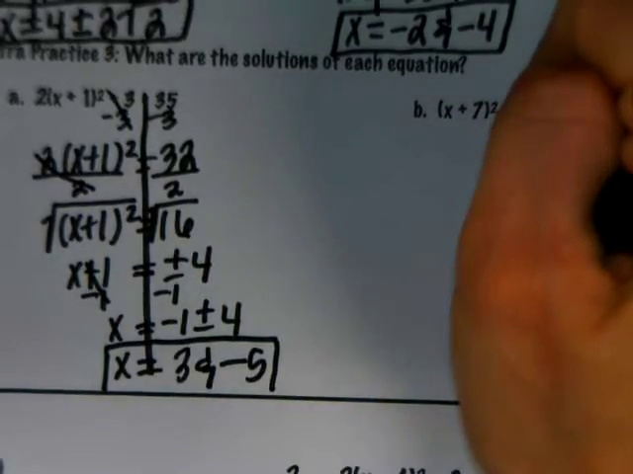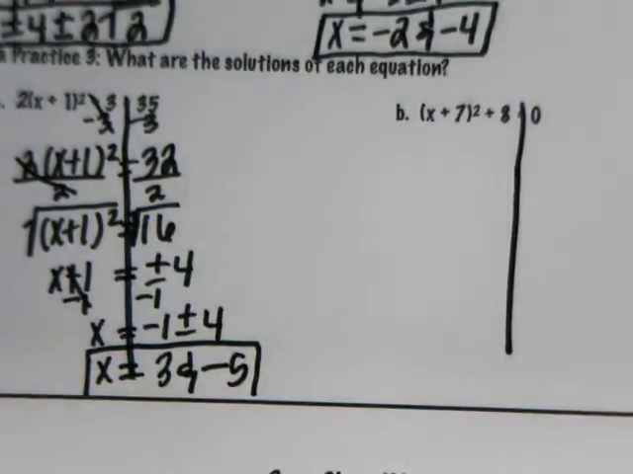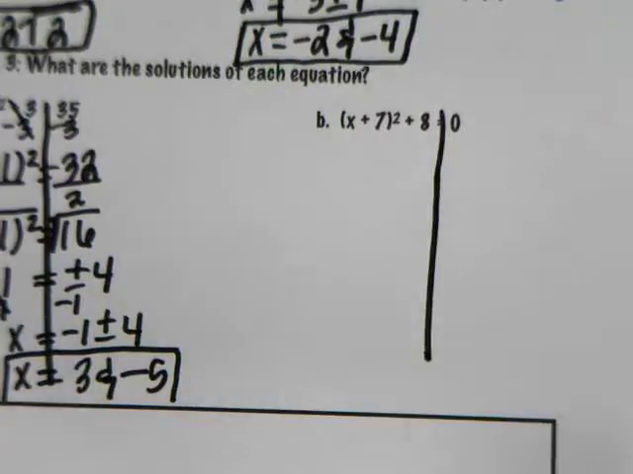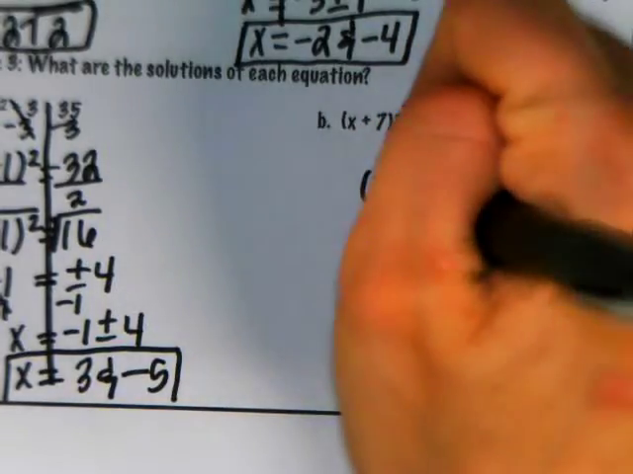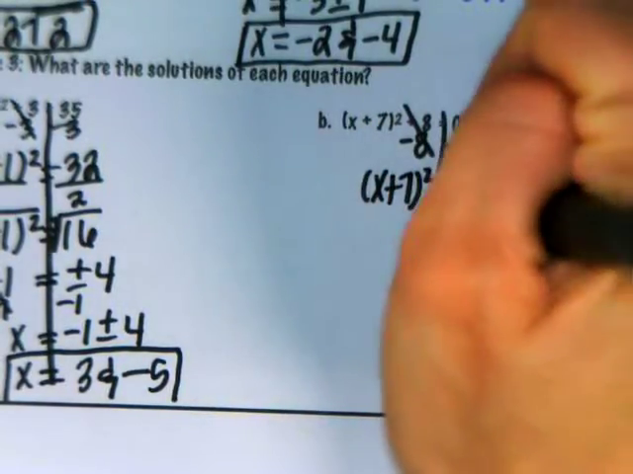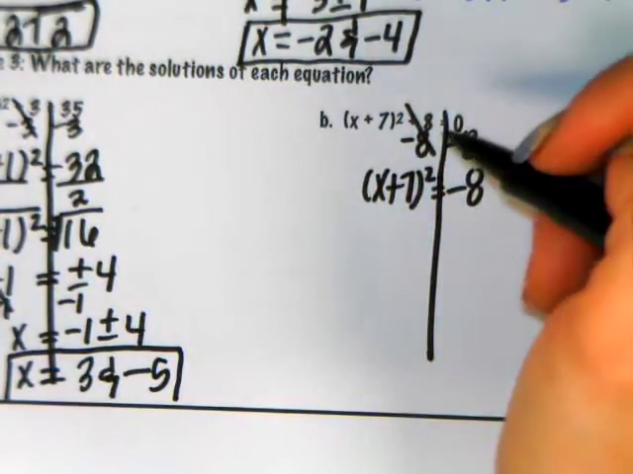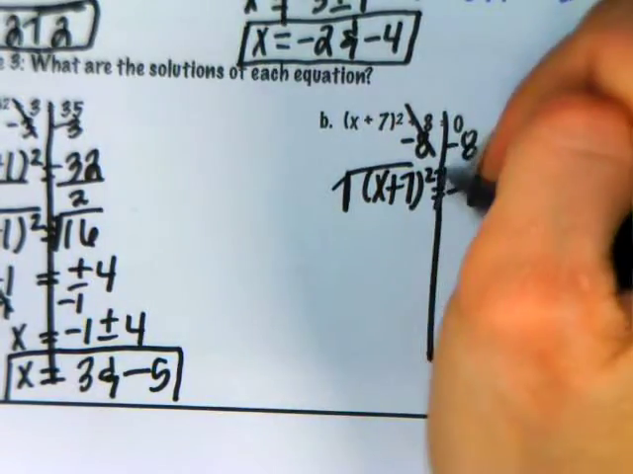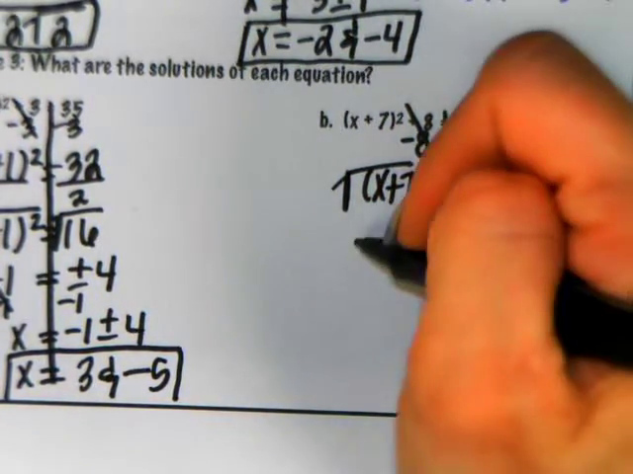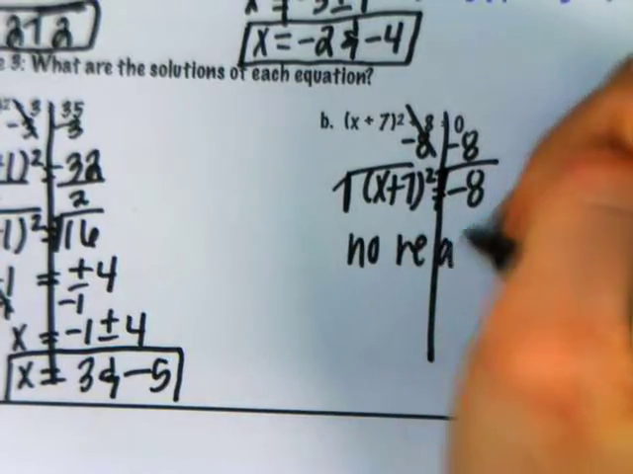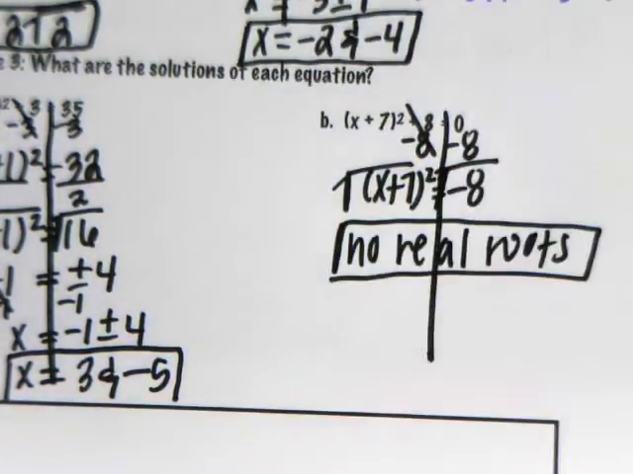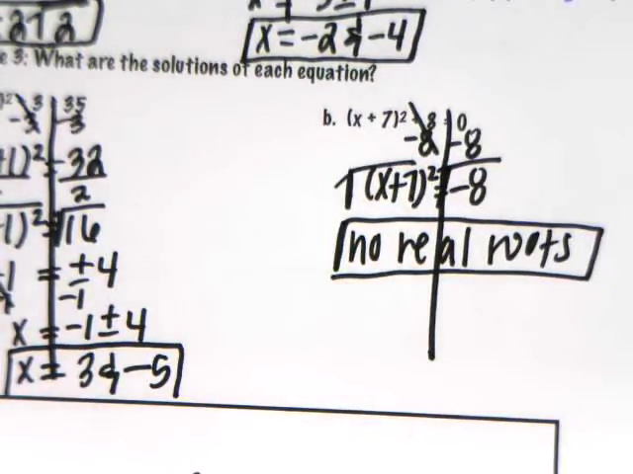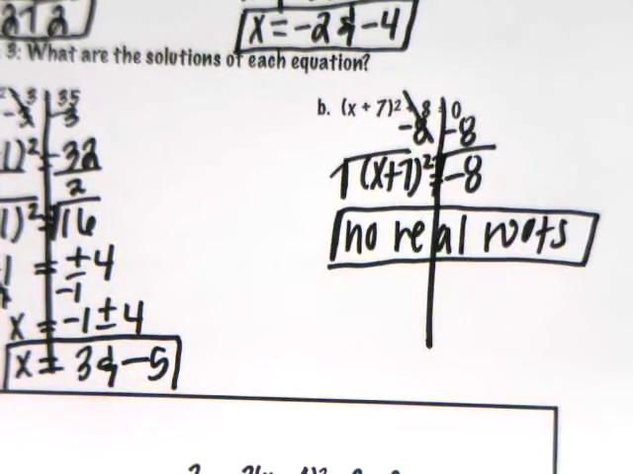All right, this one, what would I do first? Subtract 8. So x plus 7 squared equals negative 8. Then you square root. Can I take the square root of a negative number? No, so that's my answer. Yep, so anytime you have to take the square root of a negative number, it ain't gonna work.